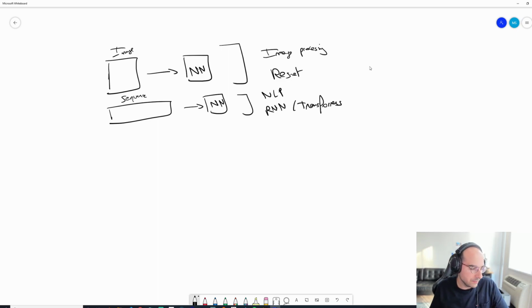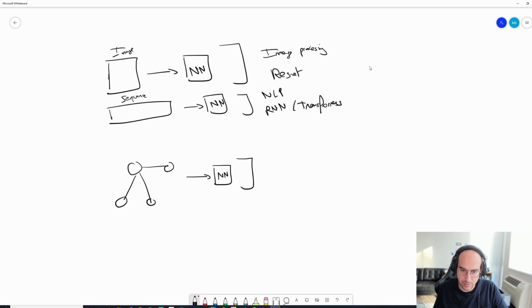But I've been personally a lot more interested in graphs recently. With graphs, you can think of it as different nodes with edges representing the relationships, and you want to feed this to a neural network, and this is called a graph neural network. There's a whole bunch of algorithms, but I would say probably the most popular one right now is the graph convolutional network.